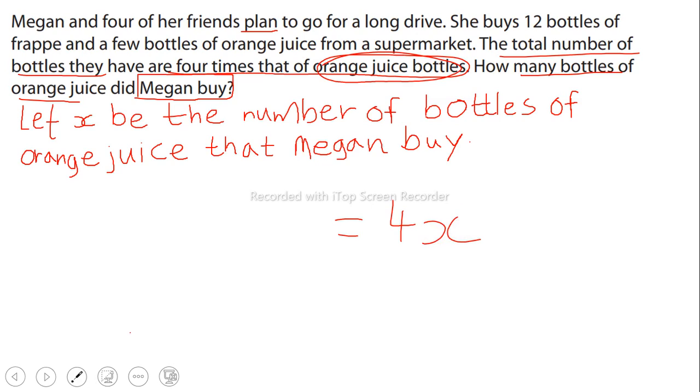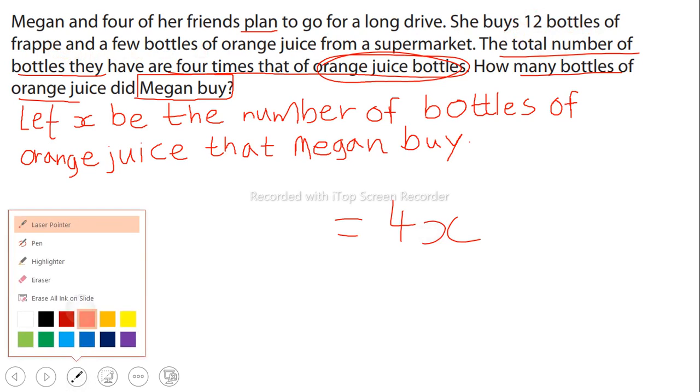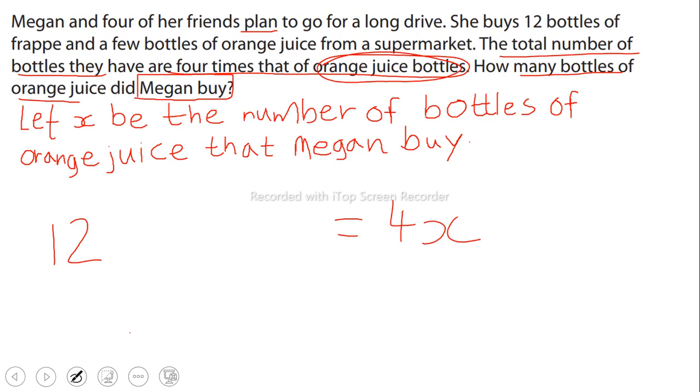Okay, that's the total amount: 4 times x, the number of orange juice bottles. But we know that the number of bottles is going to be, you're going to have 12 bottles of frappe, right? So 12 bottles of frappe plus a few bottles of orange juice, so it's going to be x. And so there we have our equation.